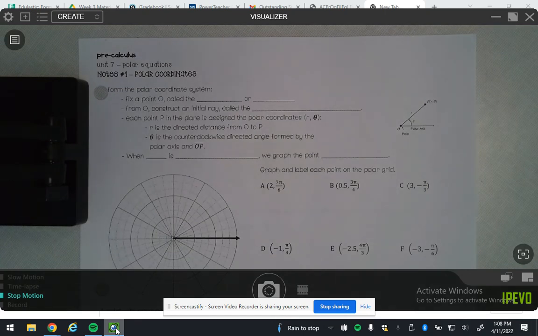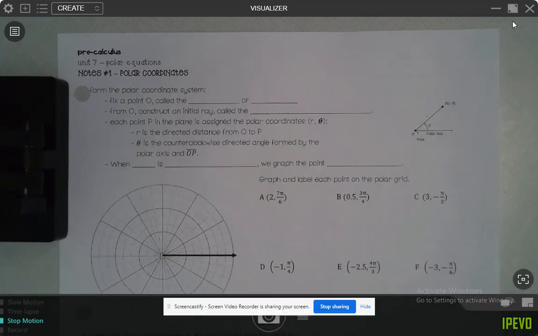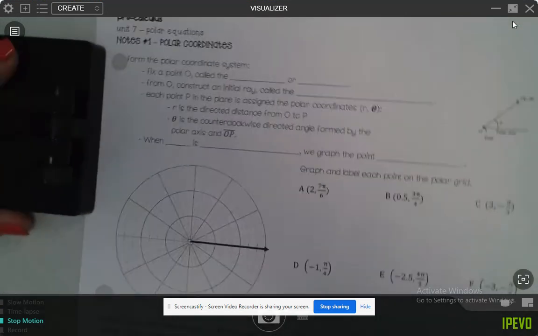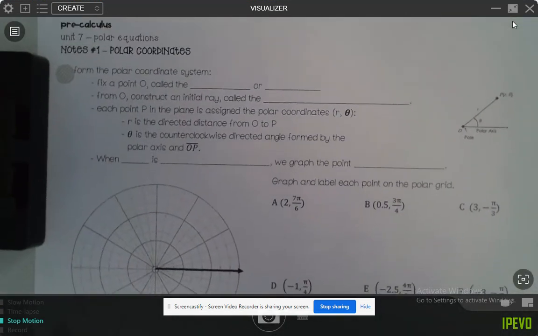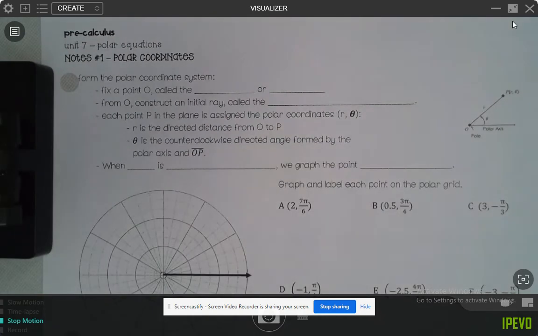Okay, so you will need to be able to understand that polar coordinates and the polar graph look very different than what you've graphed before.